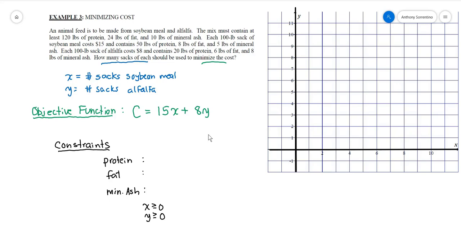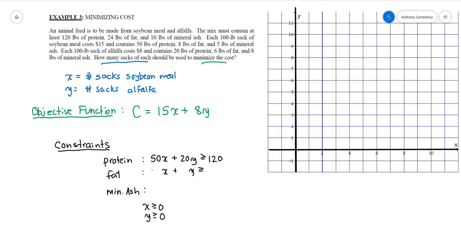So I need to come up with 3 formulas for this. Since the soybean meal gives me 50 pounds of protein per sack, and the alfalfa gives me 20 pounds per sack, if I add those together, I should get the 120 pounds I need. That has to be greater than or equal to, because I need at least 120 pounds. If I have more, that's cool. That's why it says at least.